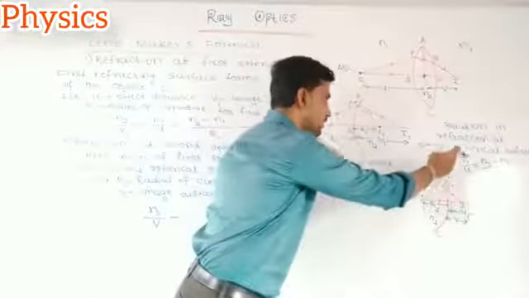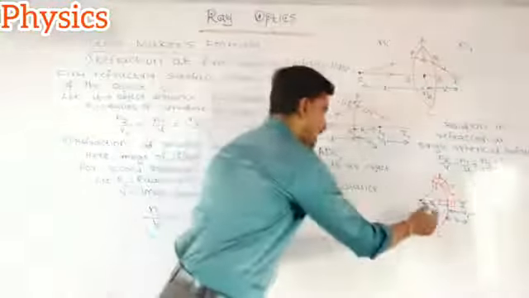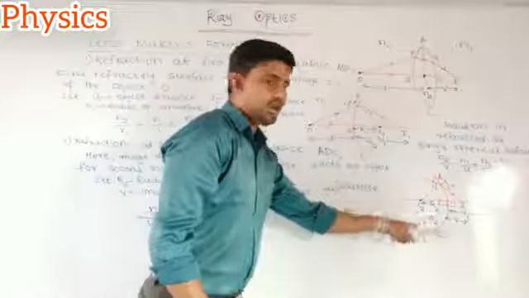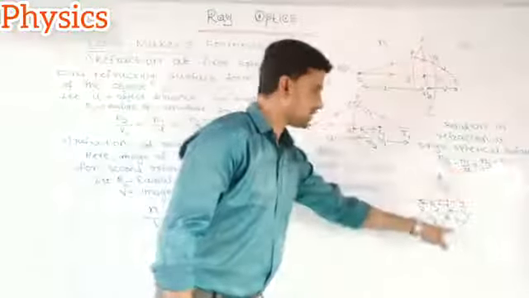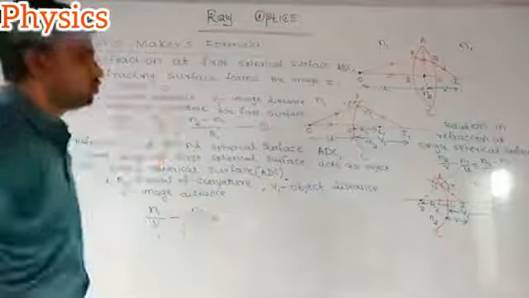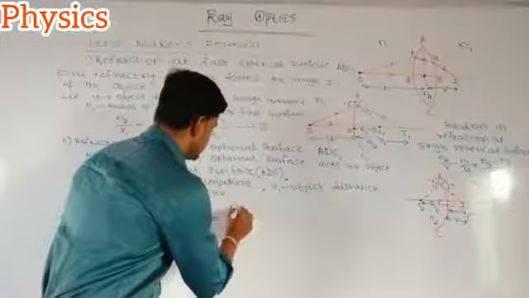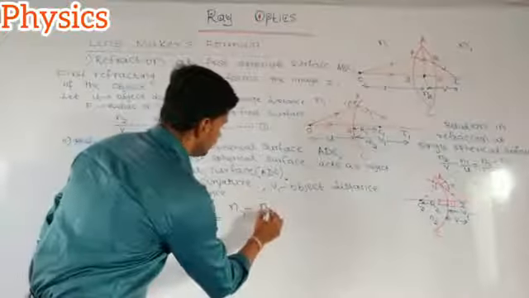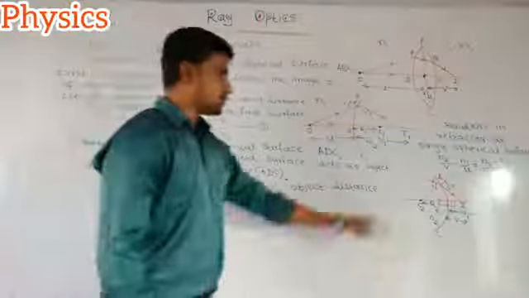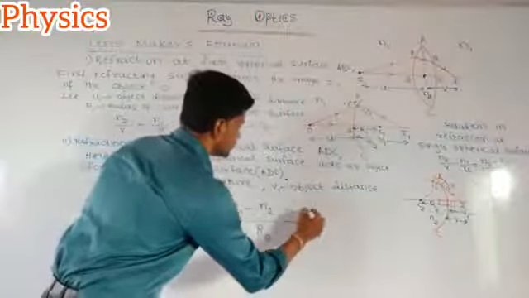Now the first medium has the refractive index n2. This is the first medium, the refracting surface. For that medium, the refractive index is n2, divided by u, the object distance. In this case, the object distance is v1. So n1 by v minus n2 by v1 is equal to the refractive index of the second medium, n1, minus the refractive index of the first medium, n2, divided by the radius of curvature of this spherical surface, R2. This is equation number 2.